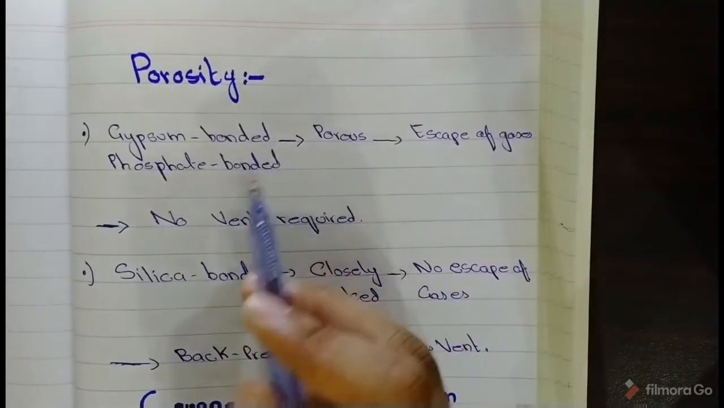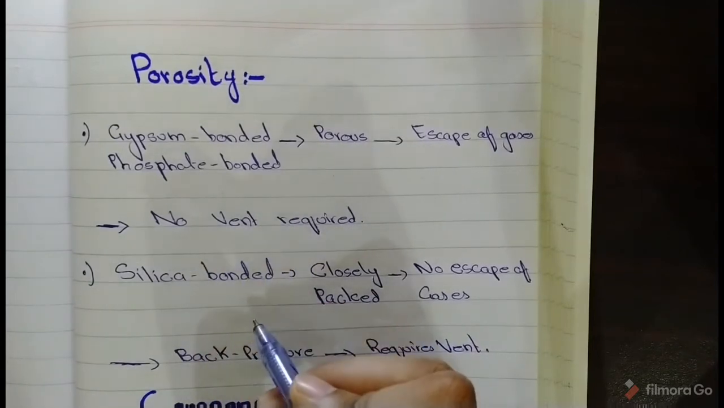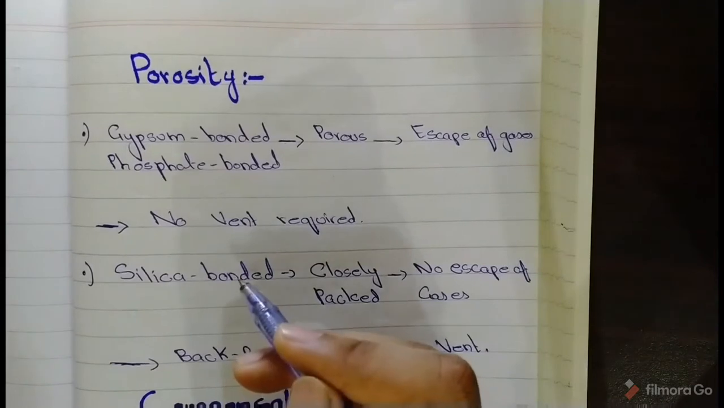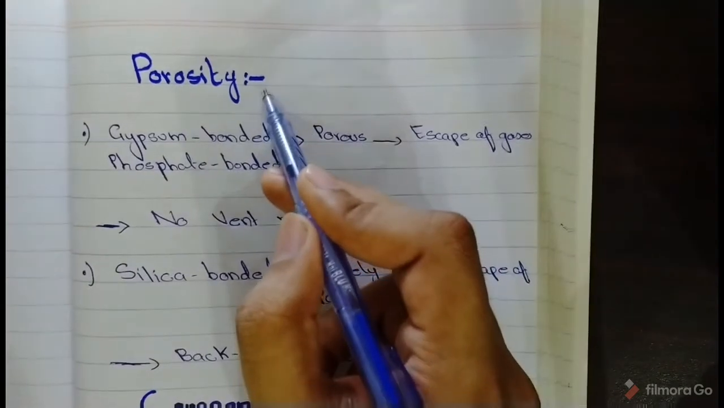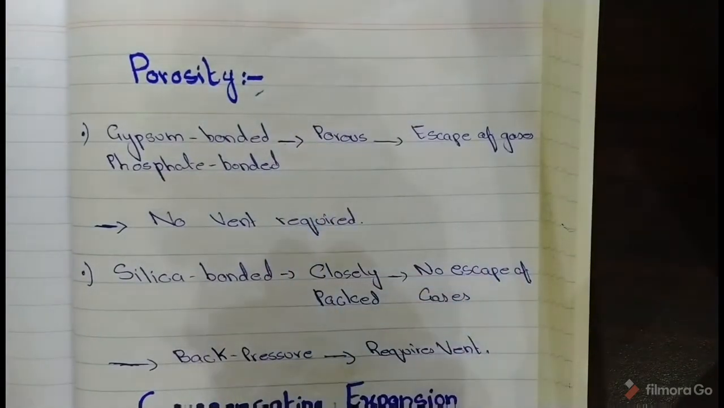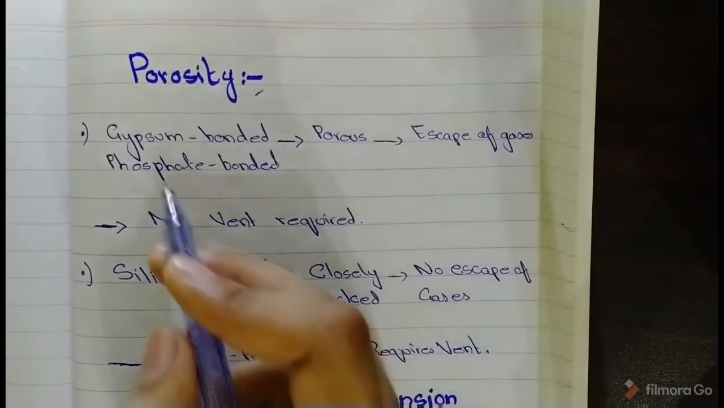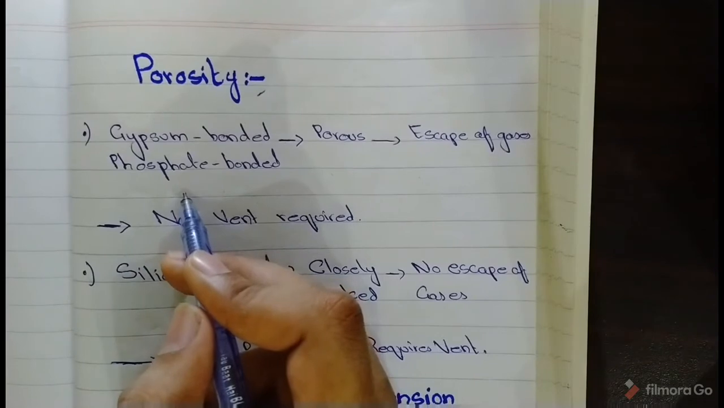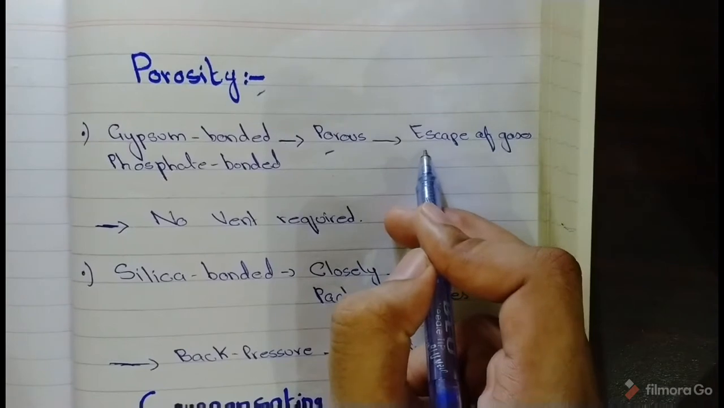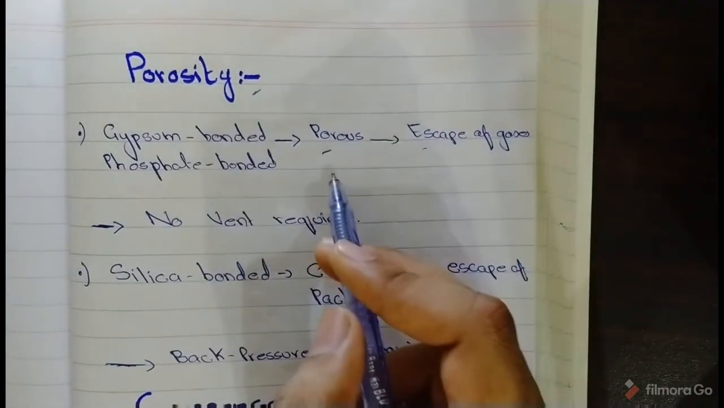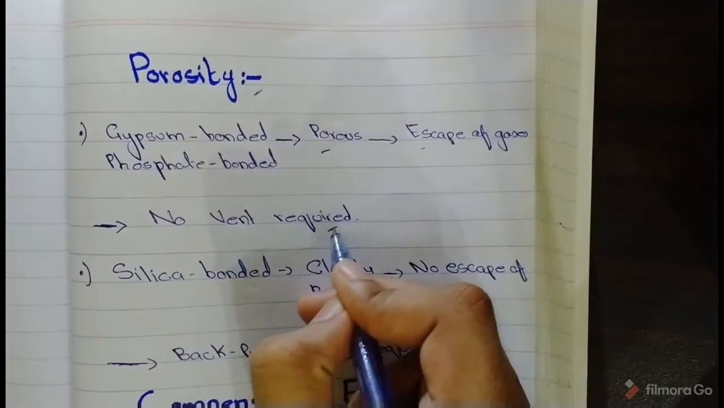Now the porosity. I'm going to teach you with the help of flow charts which investment materials require a vent for the escape of gases so that porosity does not occur. First of all, the gypsum bonded and phosphate bonded materials are sufficiently porous so that escape of gases can occur. As these materials are sufficiently porous for the escape of gases, they do not require any vent.